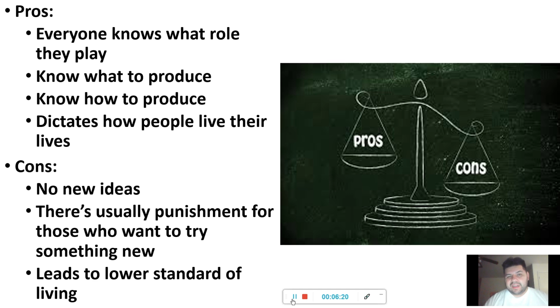It's kind of bad for those people who want new things in a traditional setting, to try to bring something new in or have new ideas. And the last thing, it kind of lowers the standard of living.